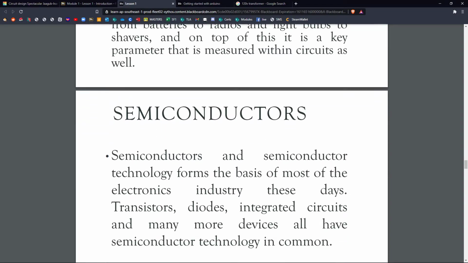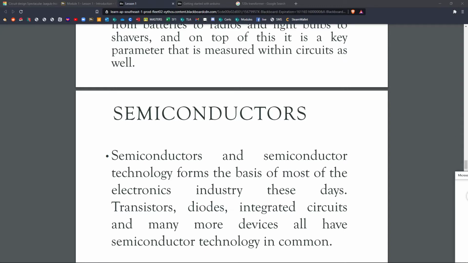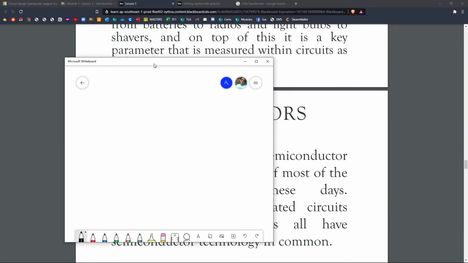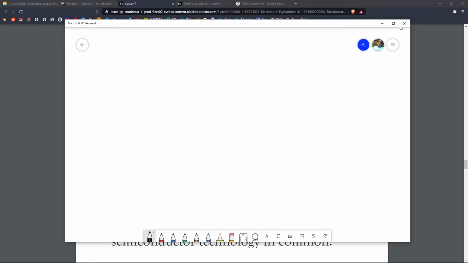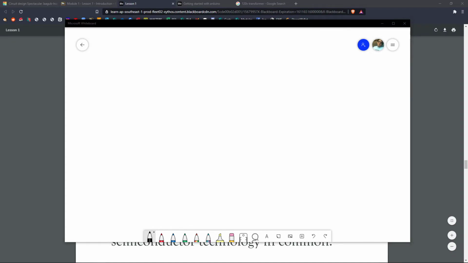Semiconductors. Semiconductors form the basis of most of the electronic industry these days. So I'm sorry to admit this, no, but this is not made by me. The materials is not made by me, but as you can see, it lacks critical information. So I will explain what semiconductor is, but we will be learning what semiconductor is in a bit.